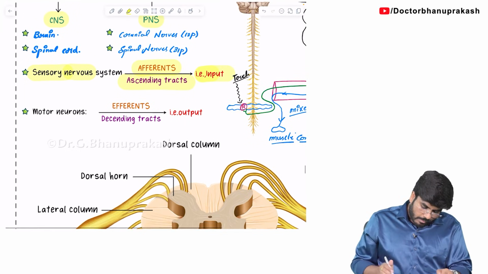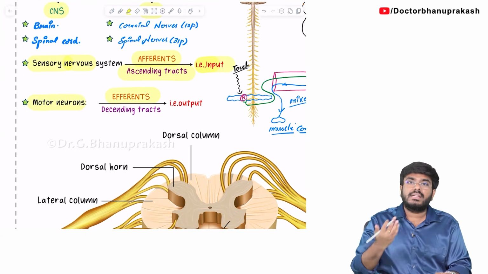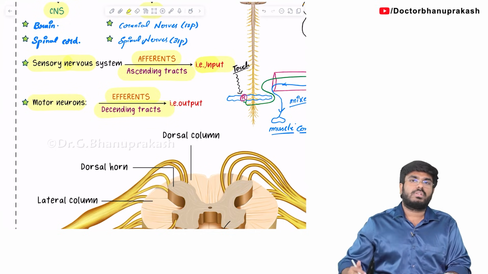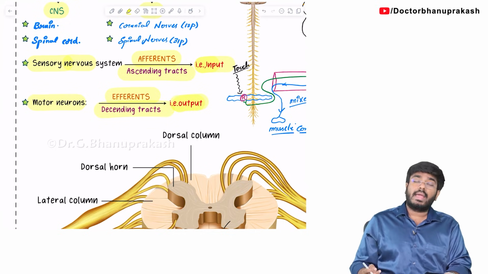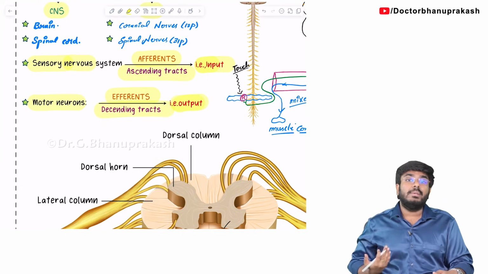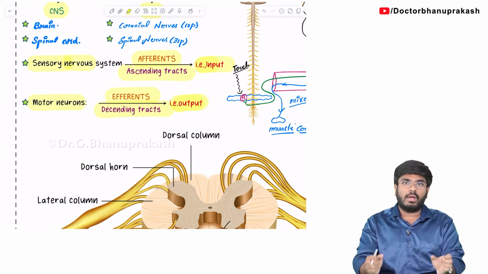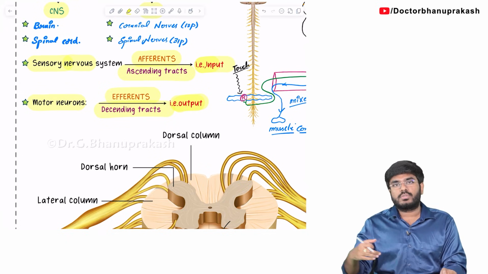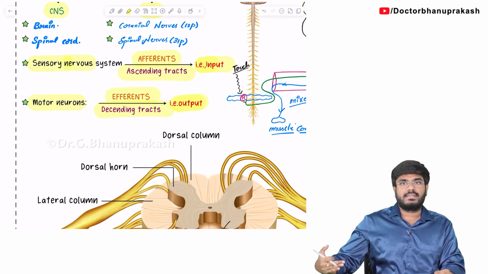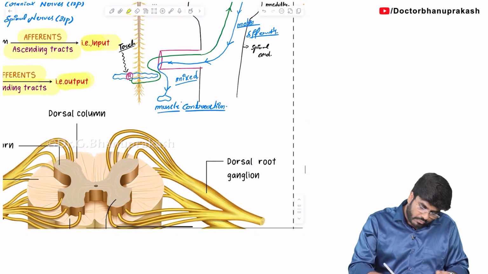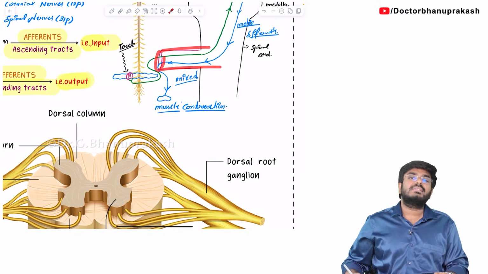And what about the motor neurons? Motor neurons are efferents. They are taking the information out of the central nervous system. They are descending tracts. They are coming out, right? They are descending tracts and they are acting as output. So first you have to give the input, your brain will understand, it will process and it will give the output, and the output is going to help in the response. So there are afferents and there are efferents. Afferents and efferents are coming out of the central nervous system with the help of these spinal nerves.